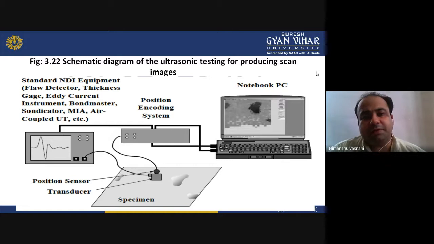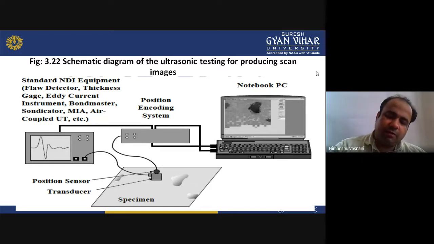Now this is a diagram of ultrasonic testing for producing scan images. You have a specimen and a transducer with a position sensor, attached to standard NDI equipment such as a flaw detector, thickness gauge, dedicated instrument, bond master, or air coupled ultrasonic testing, whatever you want. Then you have a position encoding system, and you can see the results on a notebook PC or laptop or whatever display you have. So the NDI equipment is attached to the transducer, and the position sensor is attached to the position encoding system. They capture the location and the defect simultaneously and display it on the screen.